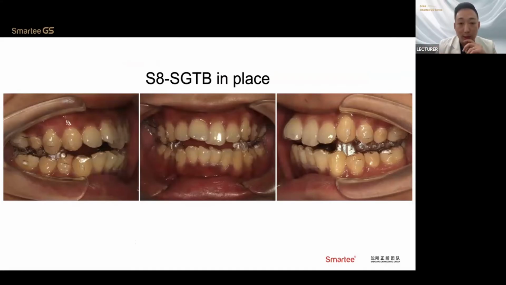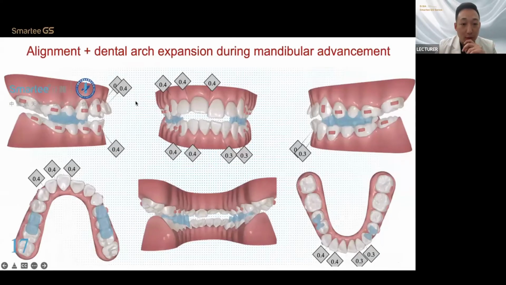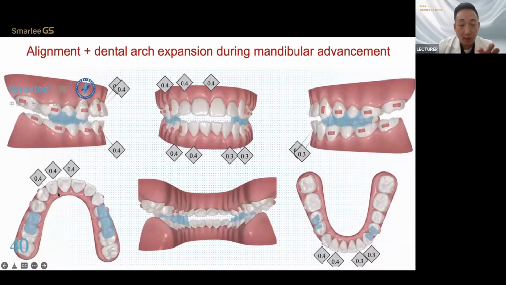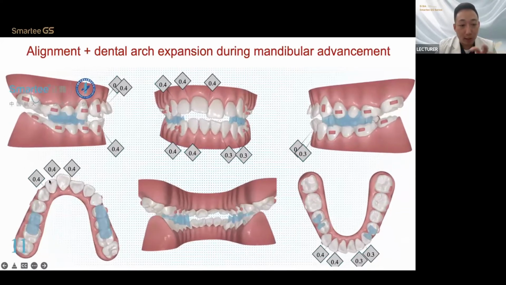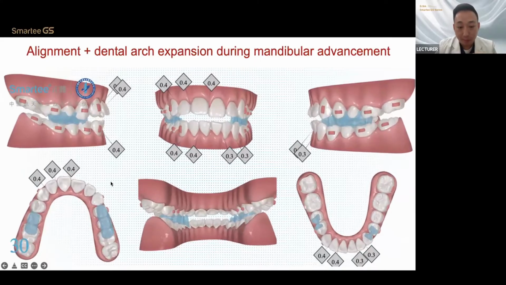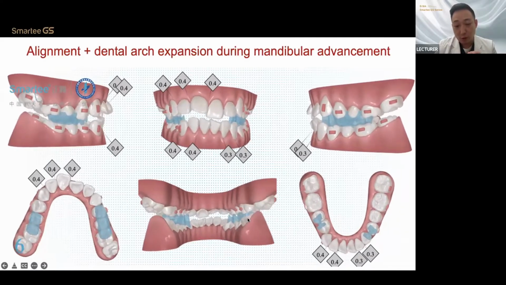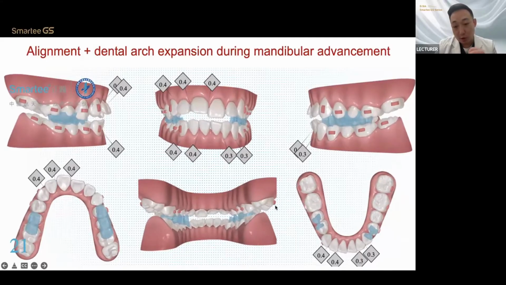And then here's the animation in phase 1, and you can see we do a lot of expansion and stripping, give the sweep, which gives the space to let us align the incisors. And from here, you can see we give the patient cross elastics to cure the crossbite here.